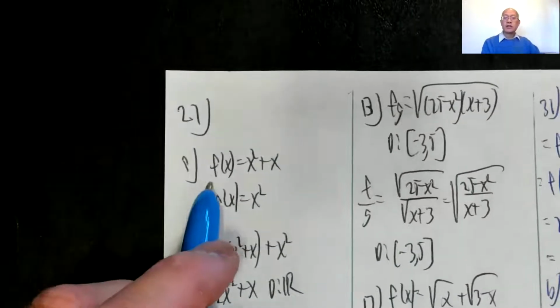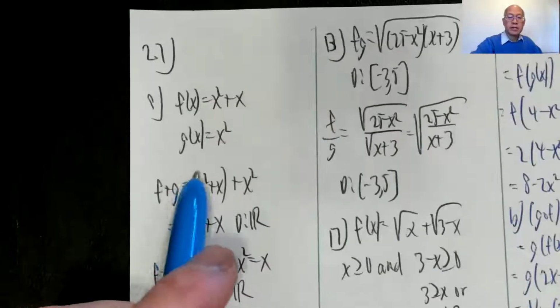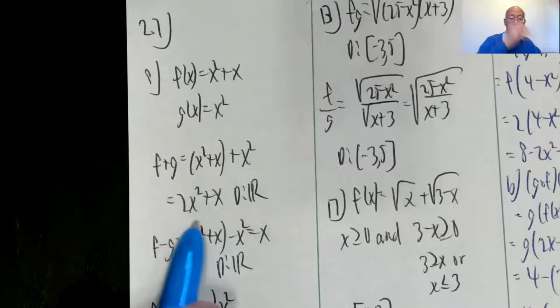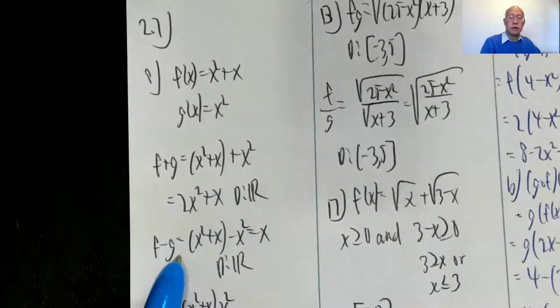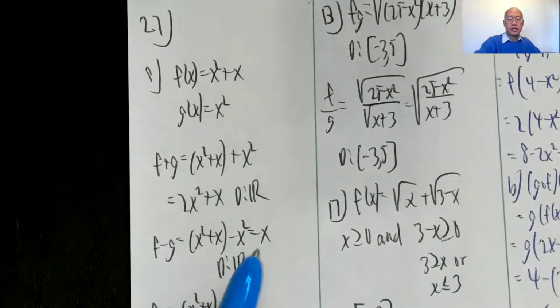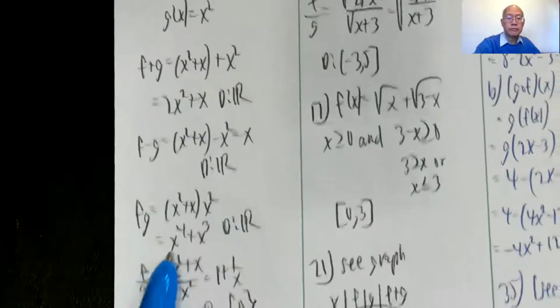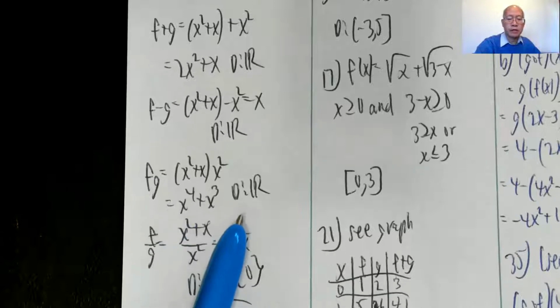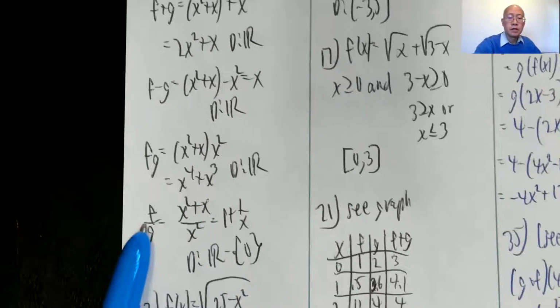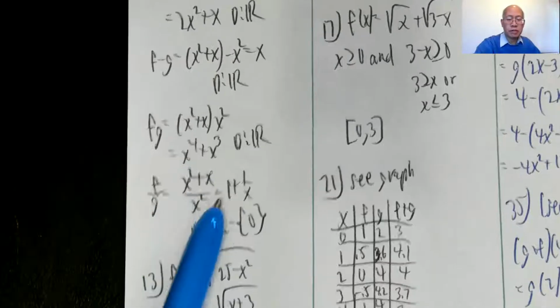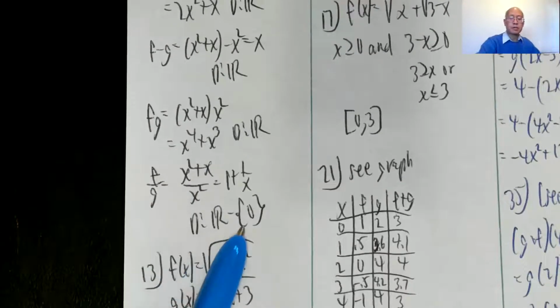And number 9, f of x is x squared plus x, g of x is x squared. f plus g, you just add them up: 2x squared plus x, the domain is all real numbers. f minus g, I subtract, I just get x, domain is all real numbers. fg, multiply them, x to the 4th plus x cubed, domain is all real numbers. f divided by g, however, x squared plus x over x squared, or 1 plus 1 over x, the domain is all real numbers except for 0 because we cannot divide by 0.